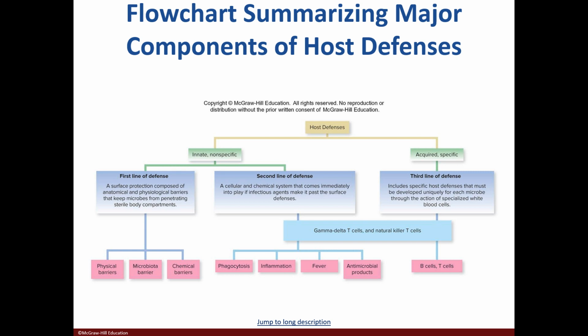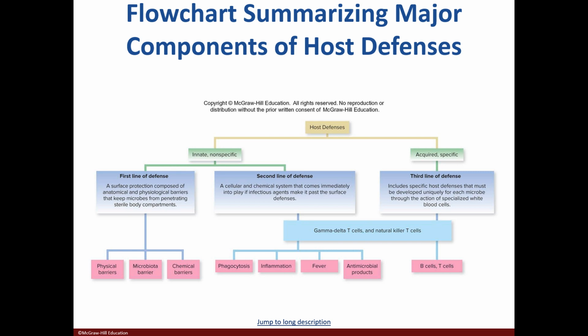The innate system is something we are born with and is non-specific. It includes the first and second line of defense. The first line is comprised of barriers to prevent entry. It includes physical barriers, normal flora, and chemical barriers. The second line of defense includes cells, phagocytosis, inflammation, fever, and proteins.